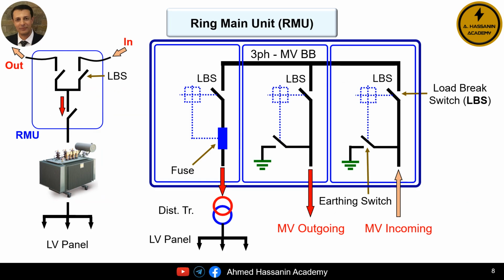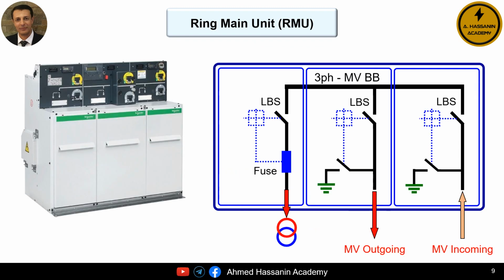The second part is for the outgoing medium voltage cables going to the next kiosk transformer in the ring system. The third part of the ring main unit, RMU, is responsible for supplying the distribution transformer, through which we can obtain the low voltage by transforming the medium voltage to low voltage. In front of us, we can see an example of one type of ring main unit, RMU, and it is clear that the 3 main sections it contains are visible.